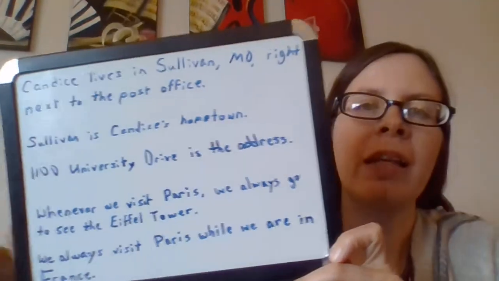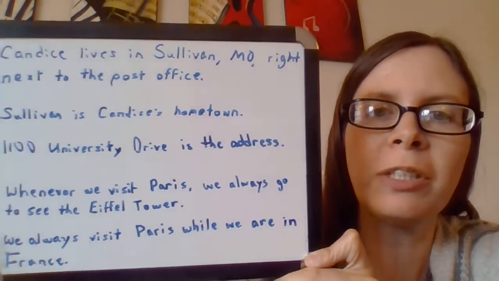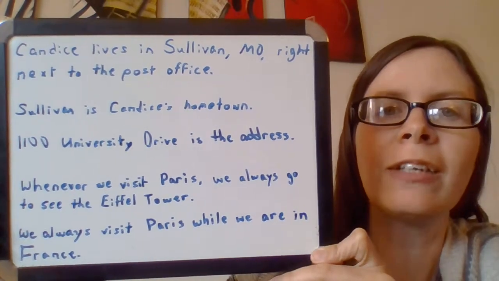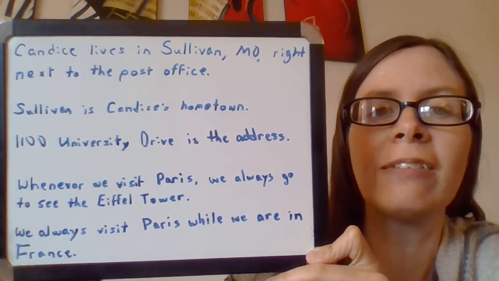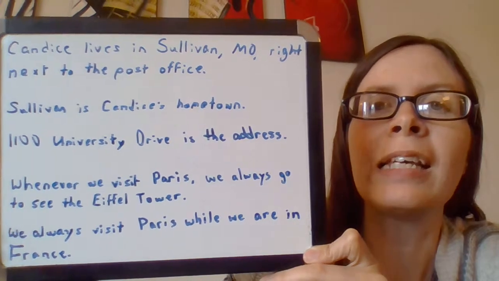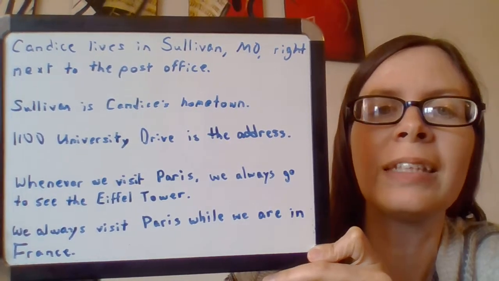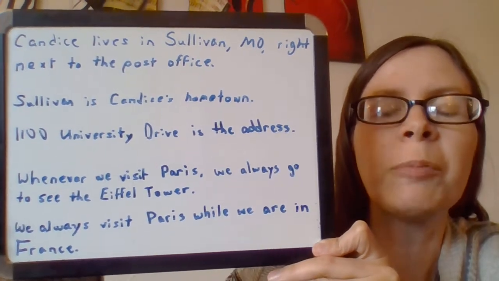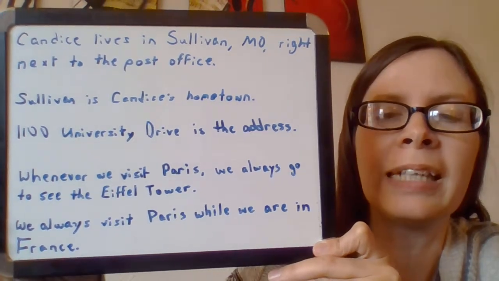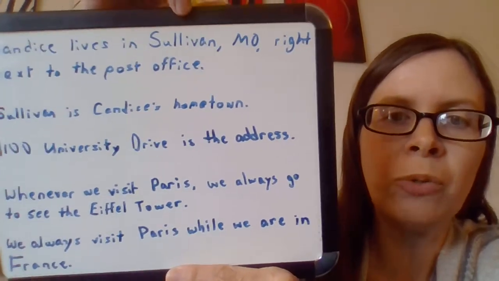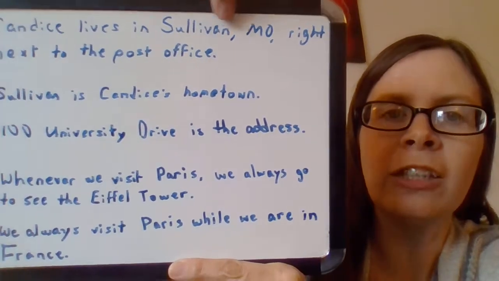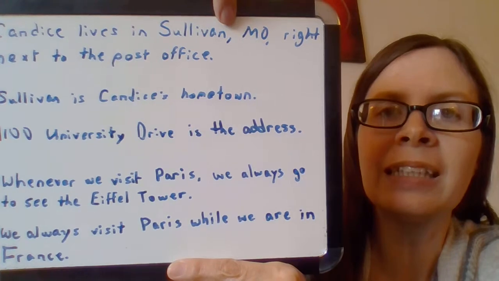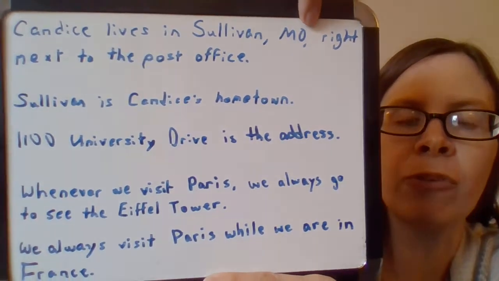Okay, here's a couple more, and I'm going to explain these to you as we go along. This one says, Candace lives in Sullivan, Missouri, right next to the post office. Okay, so I have 2 items listed. I have Sullivan and I have Missouri. Now, even though the zip code is not with the state, if it's all by itself, it still counts as one item. If it's with the zip code, then the state and the zip code count as an item together. But here we have 2 items, Sullivan and Missouri. So we separate them with a comma, and because the sentence continues, we put a comma after it as well.